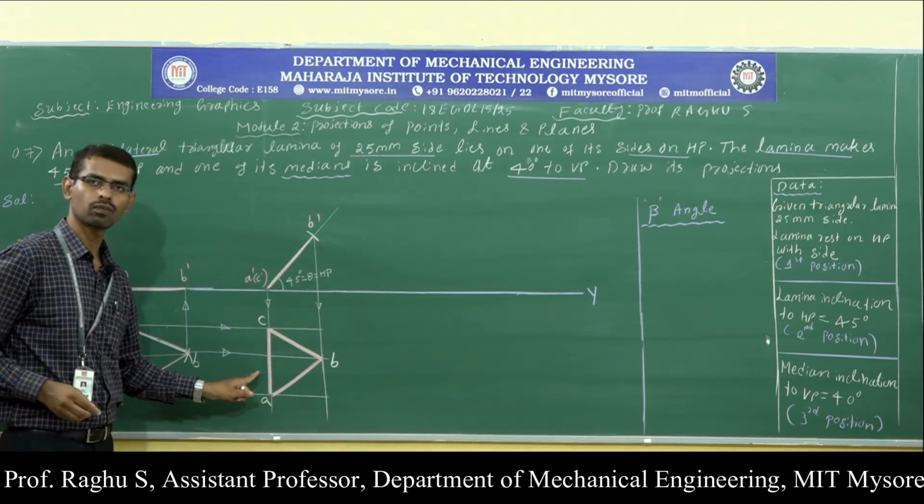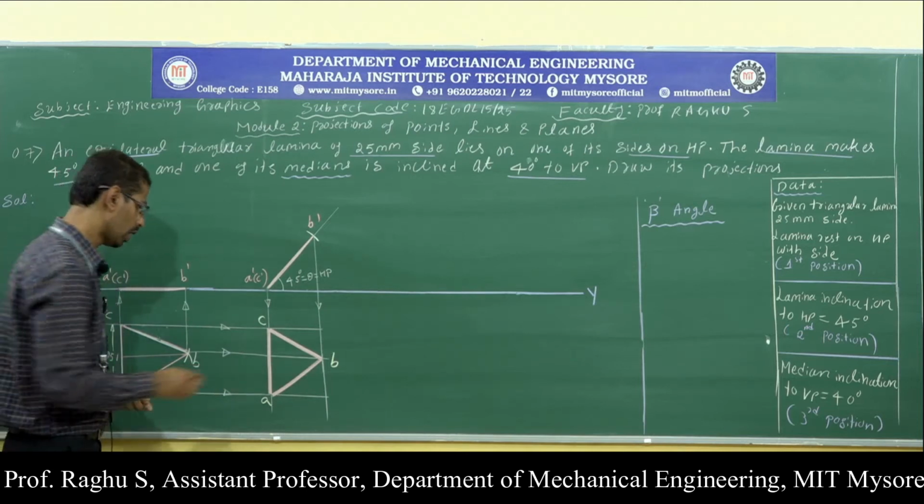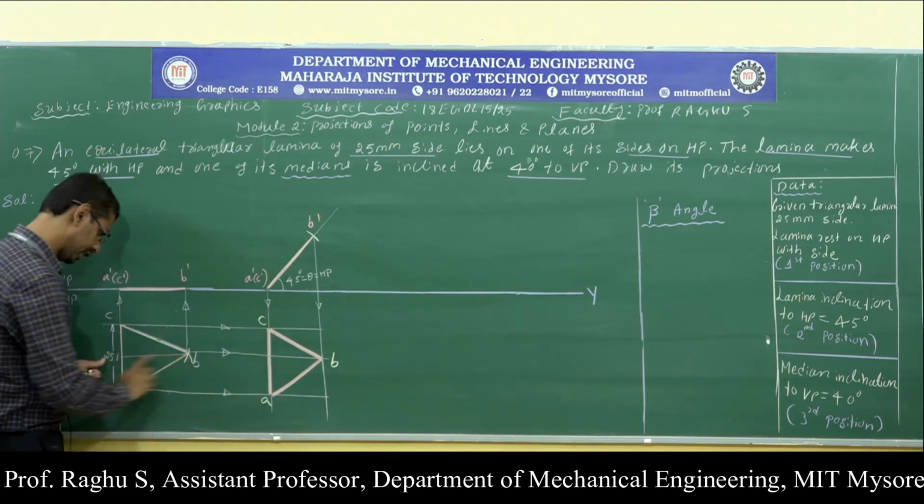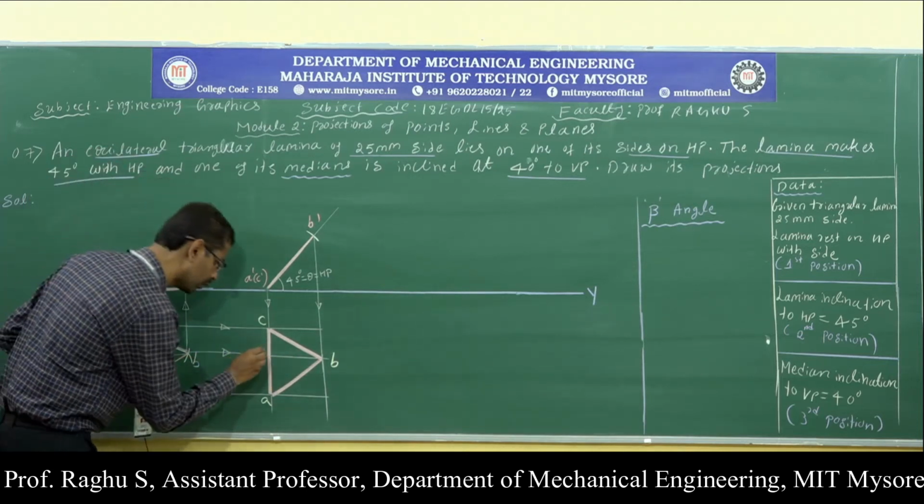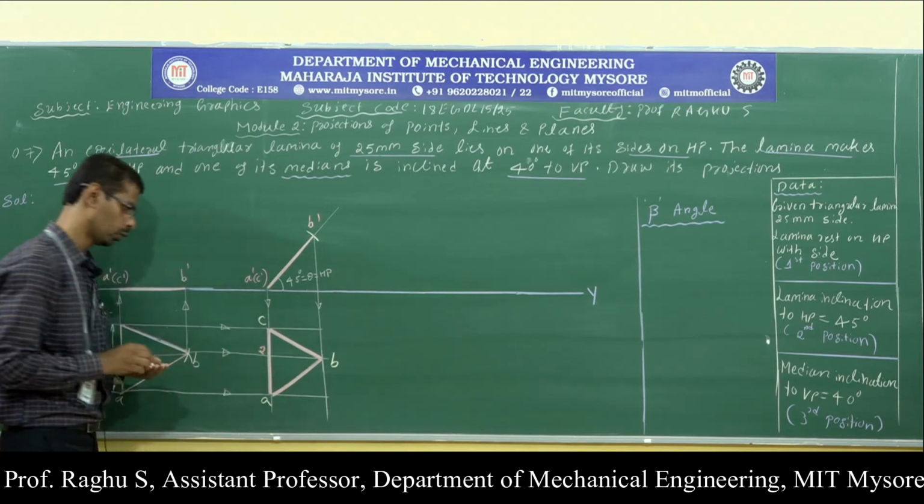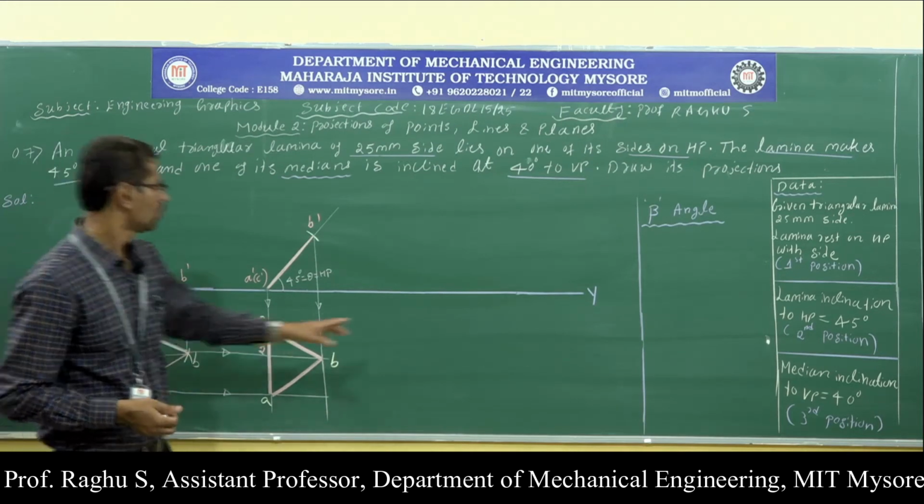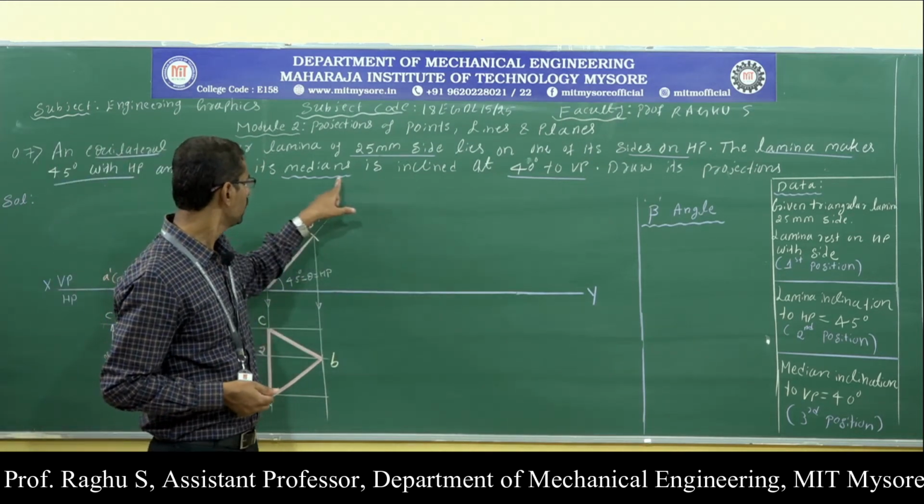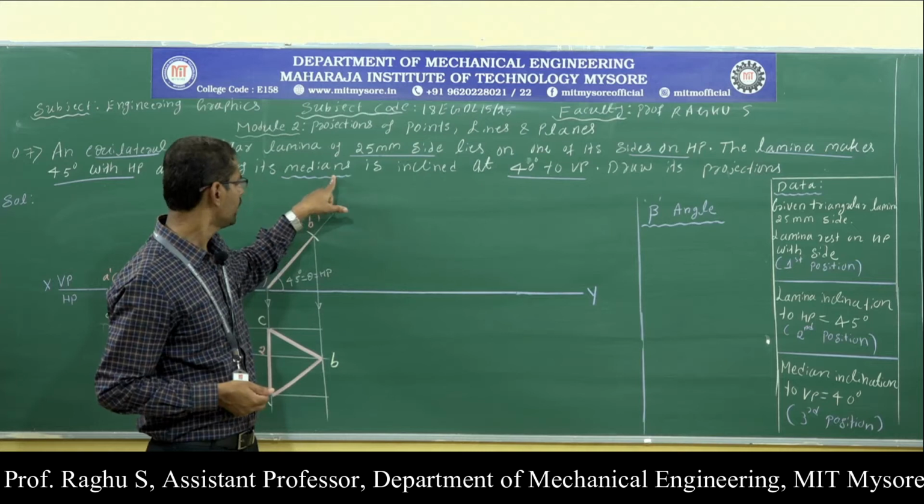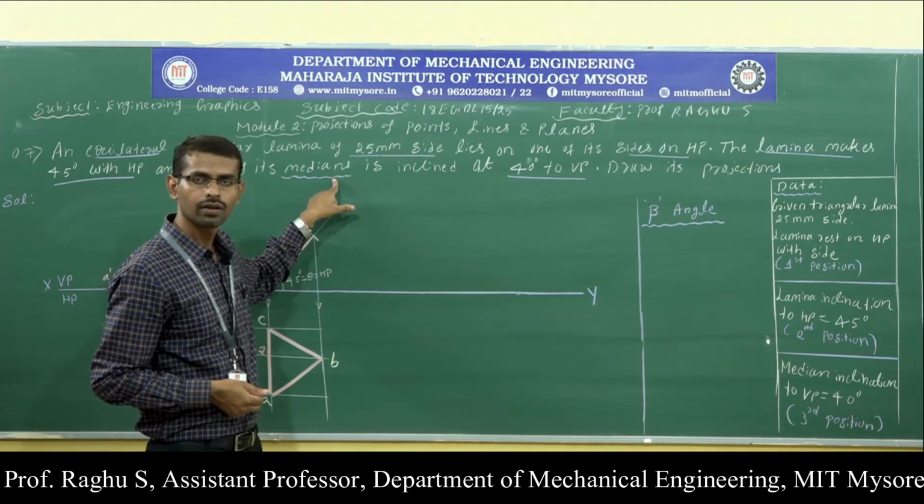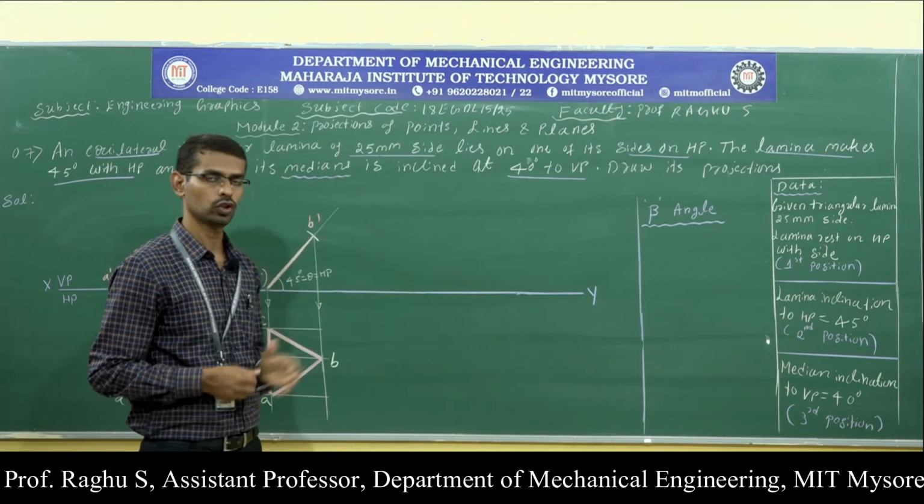I have got the second position, top view, and this is the median. Here I have indicated the median in B1, and here I have indicated the median B2. Now, in the last position, I need to use this data: the median is inclined 40 degrees with respect to VP.